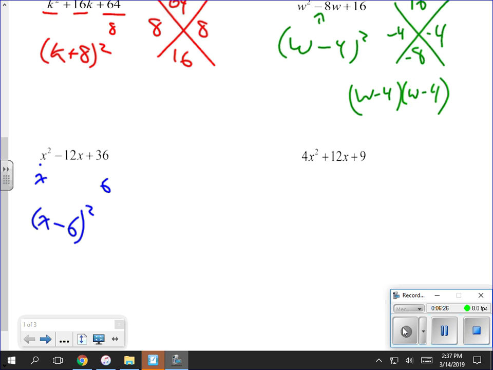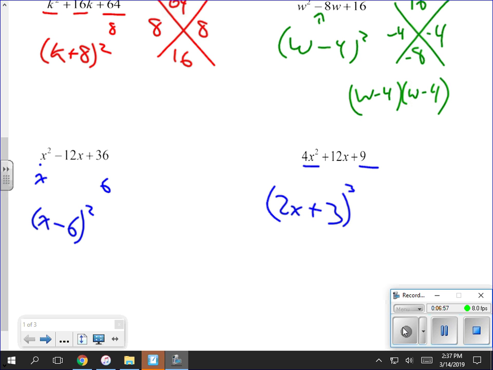This one's a little trickier, but I have to go, okay, 4x squared. I square 2x to get that. I square 2 to get the 4. I square x to get the x squared. And on this one over here, I square 3 to get 9. Now, if I multiply these two together, 2 times 3 gives me 6x. I double that, I get 12. This is 2x plus 3 squared.